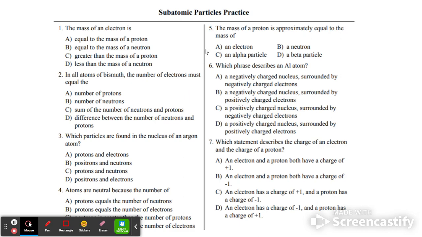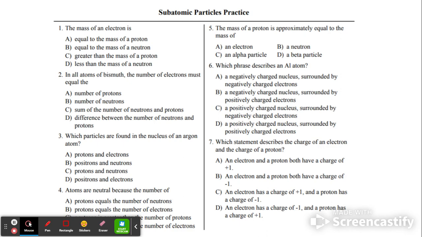Question 5. The mass of a proton is approximately equal to the mass of. The answer is B, a neutron. As we have established, the mass of both a proton and a neutron is 1 AMU. Which phrase describes an atom of aluminum? The nucleus of all atoms are positive, and all atoms are surrounded by negatively charged electrons. Thus, the answer to question 6 is C.